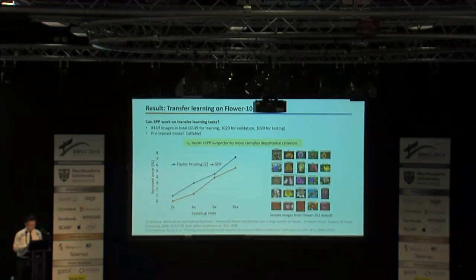Our algorithm can also do transfer learning. Here we do transfer learning on CaffeNet, on the Flower 102 database. And we find that compared with another method, at different speed up ratios, our method could achieve less increased error.